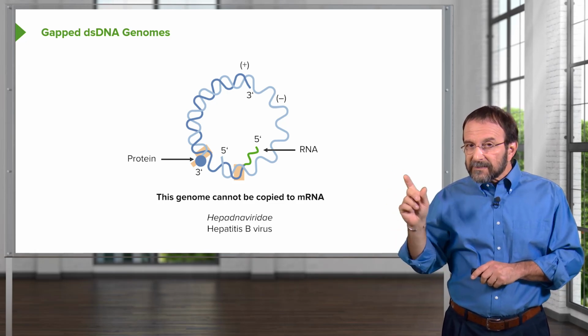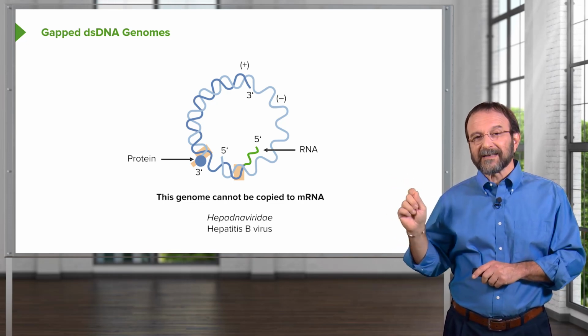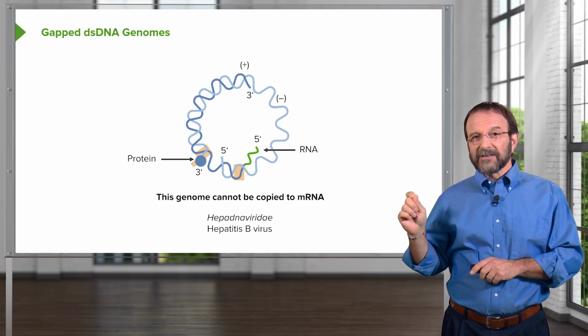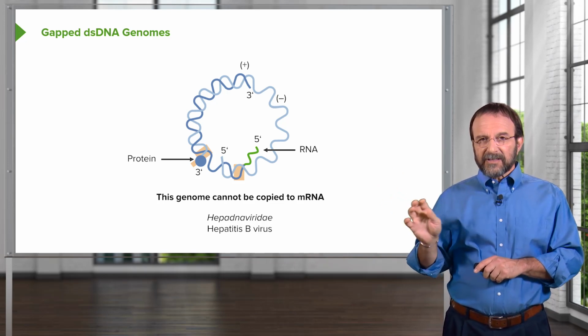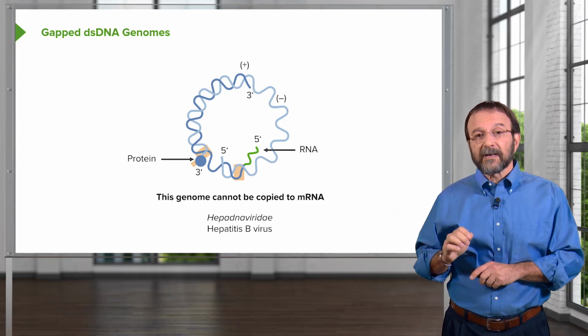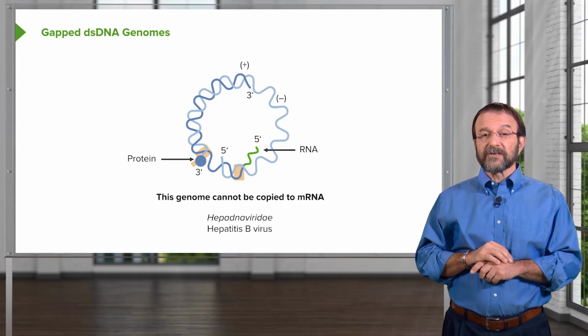In addition, there's a little piece of RNA attached to the plus strand. You can see that in green. And there's also a protein attached to the 3' end of the negative strand. Now, this genome is present in the virus particle. It happens to be the genome of hepatitis B virus, an important human pathogen that causes liver infections.